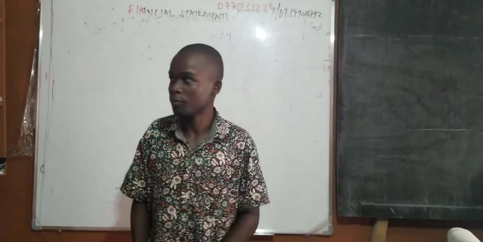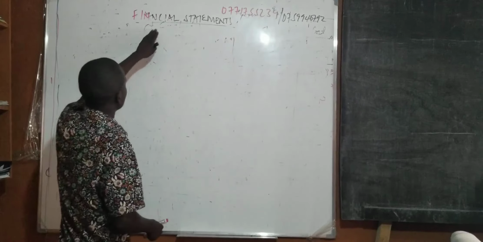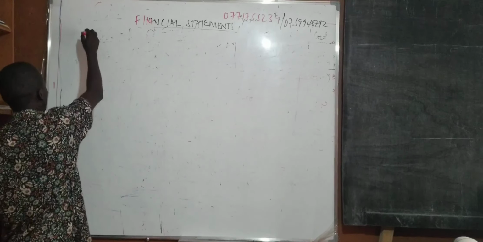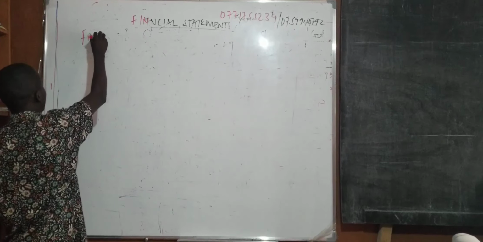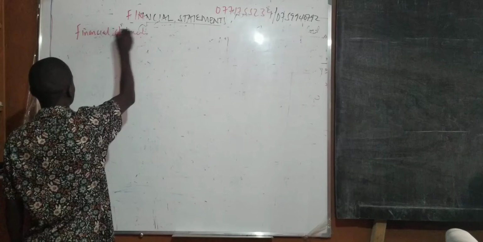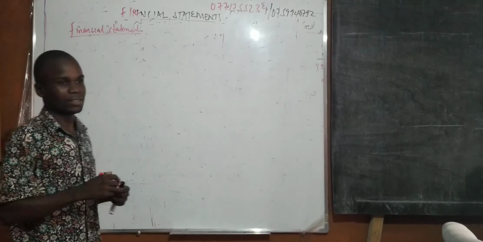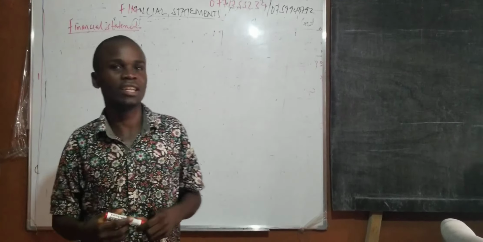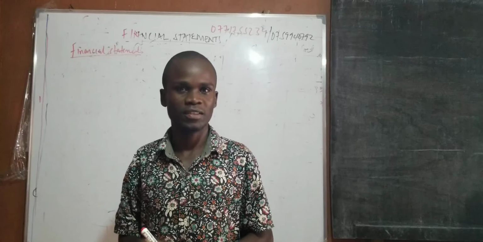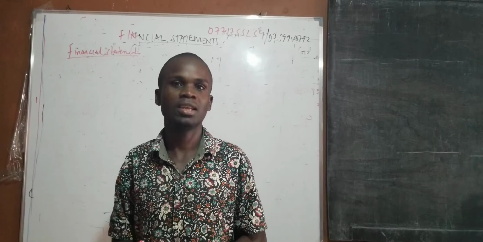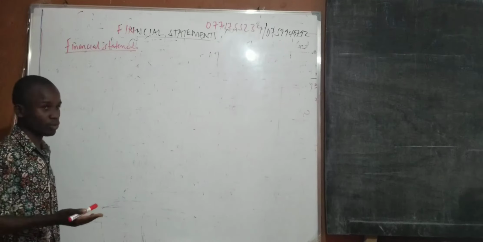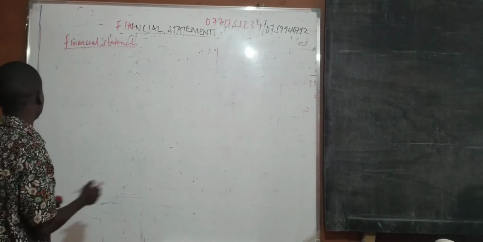Session of accounting. Today we are looking at financial statements. What are financial statements? These are documents that show the financial position of a business. For example, they show the profitability. So mainly they show the amount of capital you have. So those are financial statements.